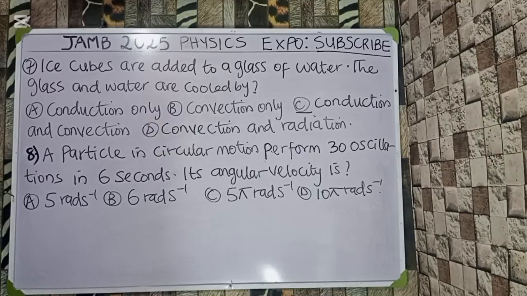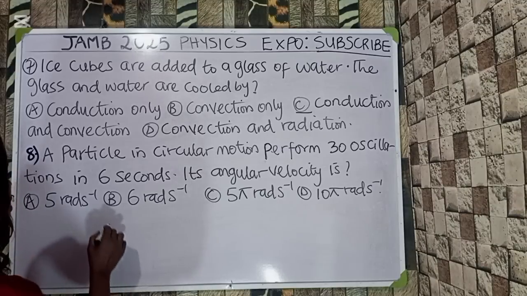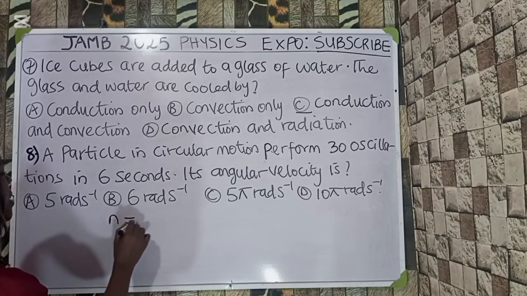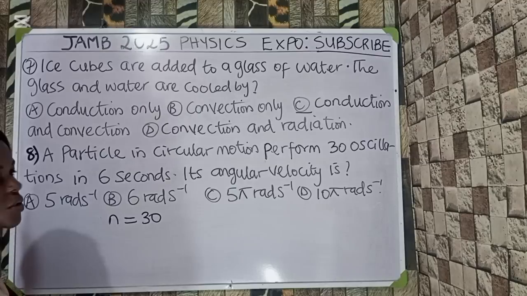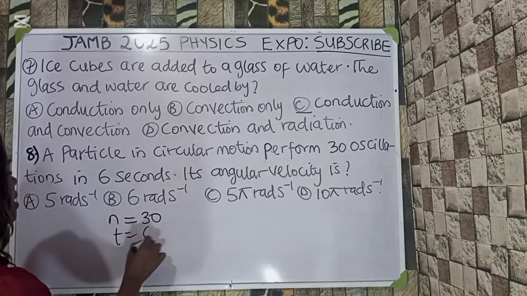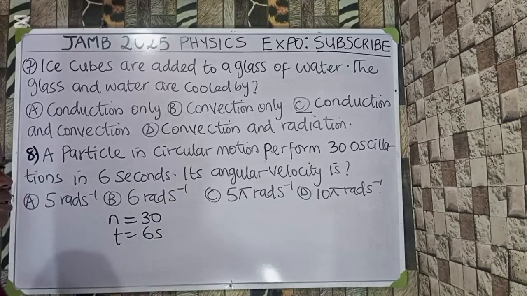A particle in a circular motion performs 30 oscillations in 6 seconds. Its angular velocity is what? Option A, 5 radians per second. Option B, 6 radians per second. Option C, 5 pi radians per second. Option D, 10 pi radians per second. In this question, they give us the number of complete oscillations, that is N. Okay, N is equal to 30 oscillations. And the time is given as 6 seconds. And we are looking for angular velocity, which is omega.